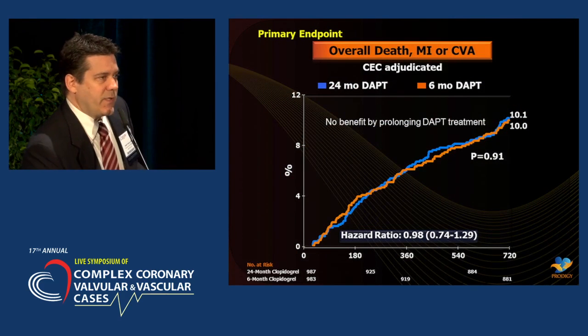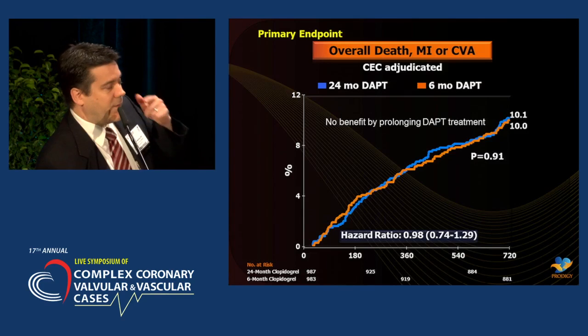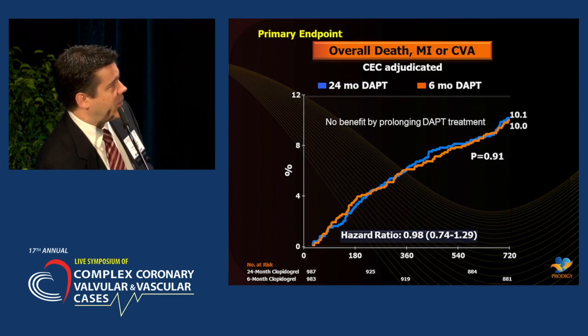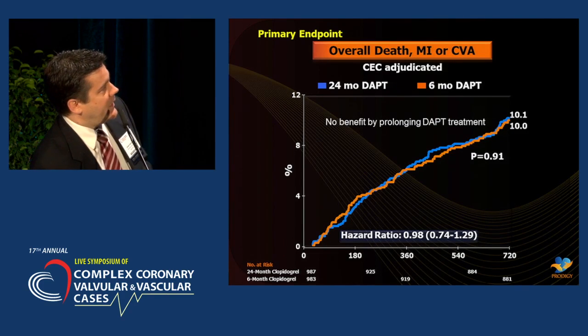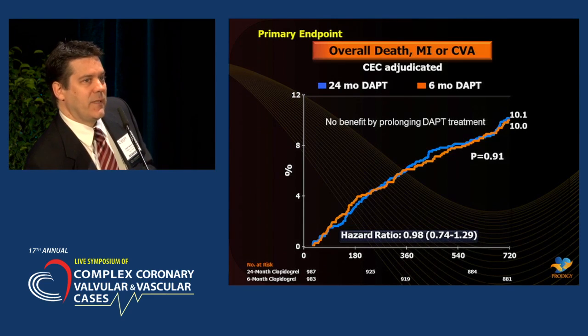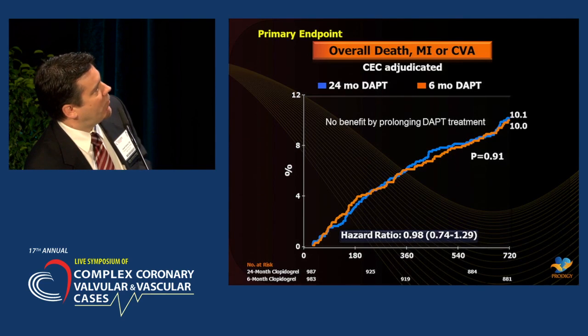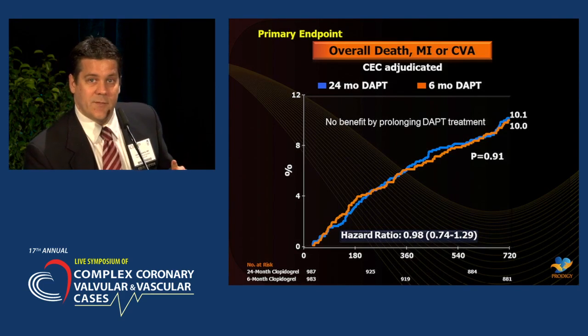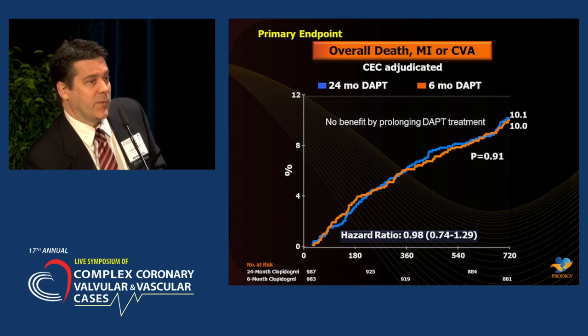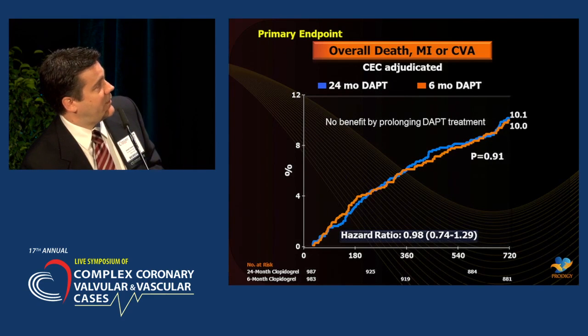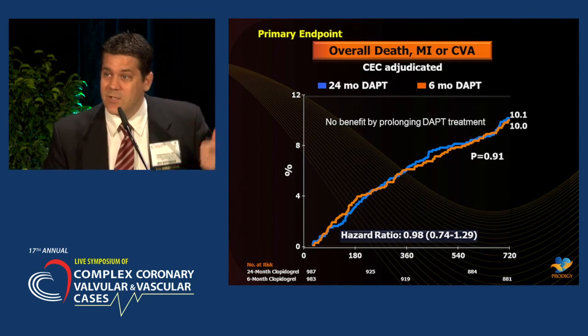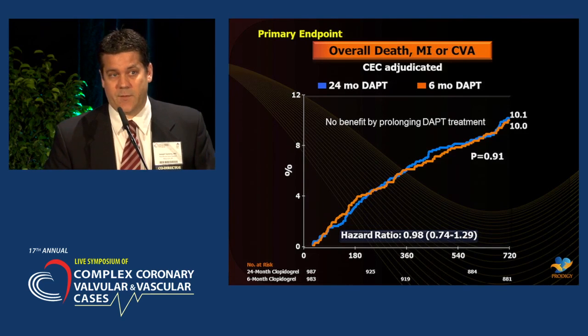There are two trials I want to bring to your attention. One is the Prodigy trial. This was discussed in the European Society of Cardiology. This is looking at a stent platform in patients that received 3 years of antiplatelet therapy and looking at the overall death, MI, and stroke. 24 months versus 6 months. The lines are almost superimposable. So those patients that stopped antiplatelet therapy at 6 months had no difference in the clinical outcomes in those patients that continued antiplatelet therapy at 24 months.